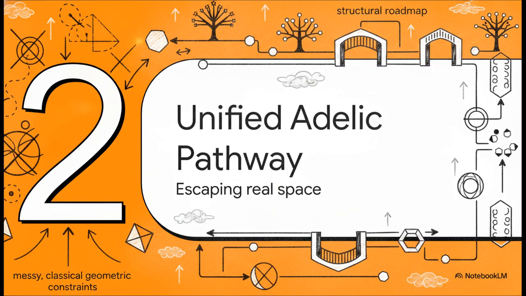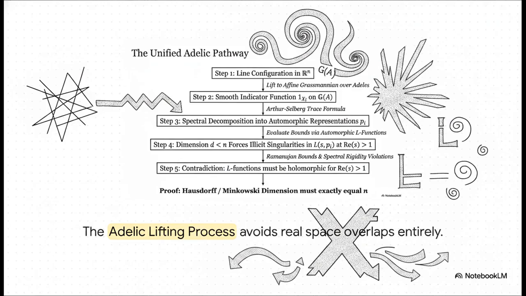Moving on to Section 2, the unified Adelic pathway. Here's how we're going to lift this problem totally out of those messy classical constraints. This pathway gives us a truly brilliant escape route. Instead of fighting those geometric overlaps in real space, we start by lifting the line configuration straight into the affine Grassmannian over the Adeles, which creates a smooth global indicator function. From there, we use the Selberg Trace Formula to decompose this into automorphic representations, and finally we evaluate the bounds using L-functions to find a strict contradiction if the dimension is less than n.